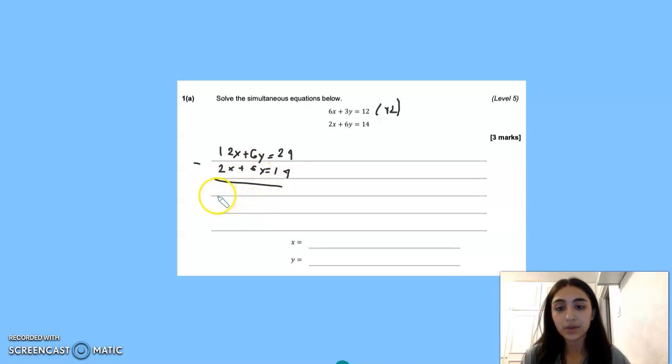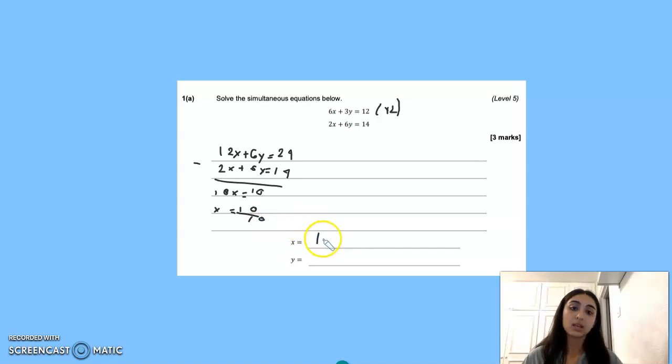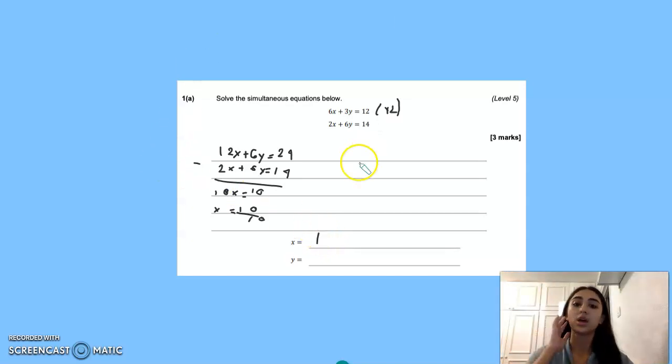So I'm going to do 12x take away 2x is going to give me 10x. That's a 0. And then 6y take away 6y is going to give me nothing, which equals 24 take away 14 is going to give me 10. We're going to have x equals 10 over 10, x equals 1. So far, I would have 1 mark for the x, the other mark would be for the y, and the final mark would be for the entire method that I use.